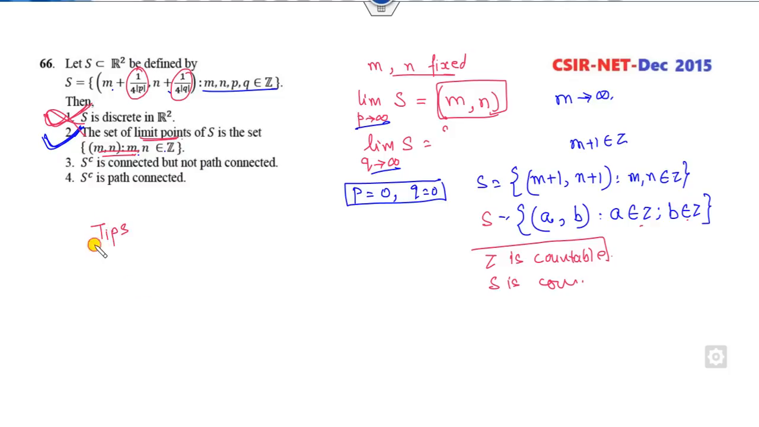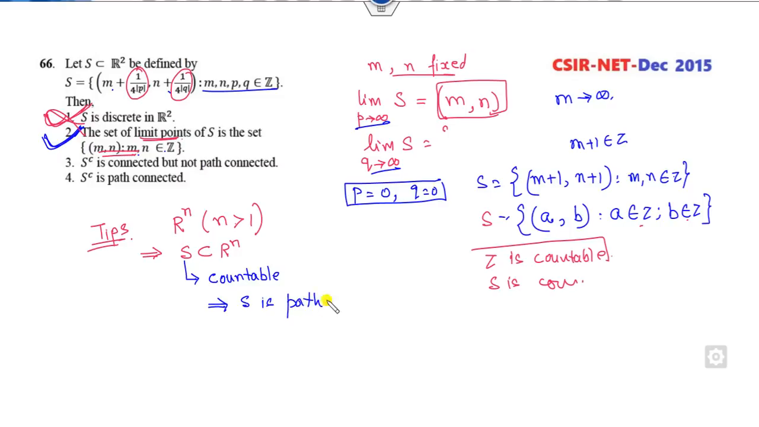Now here is a tip for you. Whenever you are working in R^n, n must be greater than 1. If you take S as a subset of R^n, where n is greater than 1, and you prove that S is countable, it implies that the complement of S is path connected. Remember, this tip is only applicable when n is greater than 1. So we proved Z is countable, the corresponding S is countable, and we are working in R2. S is countable, which means the complement is path connected. So here it was said it is not path connected, so that is cancelled. So the right options are the second and the fourth option.